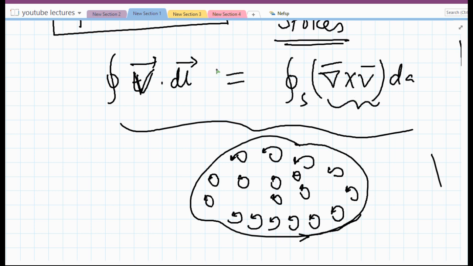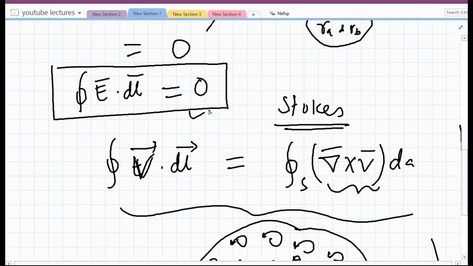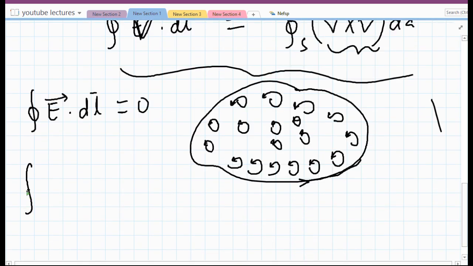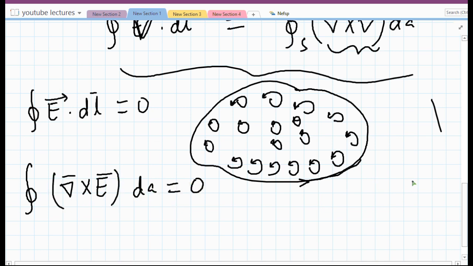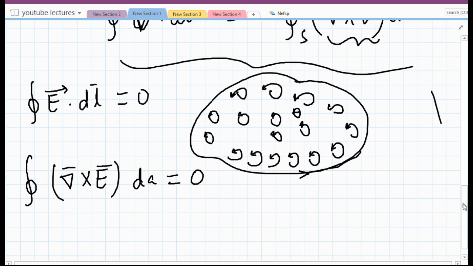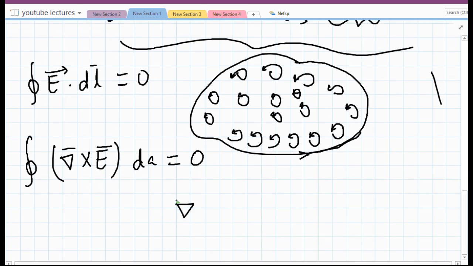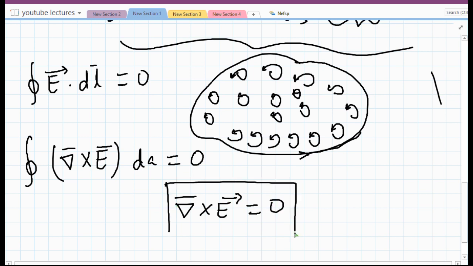Similarly, since the integral of E dot dl is going to give you 0, I can write it simply as the integral of curl of E dot dA is equal to 0. Since the integral is vanishing, I can write that the curl of the electric field will vanish.